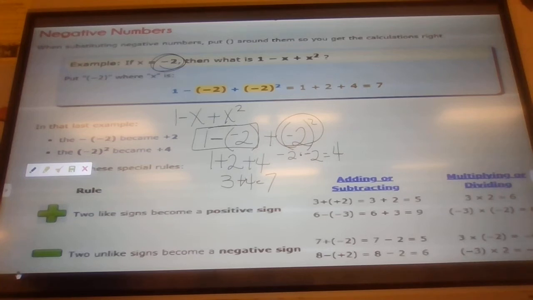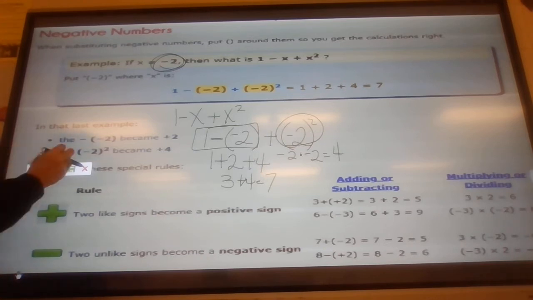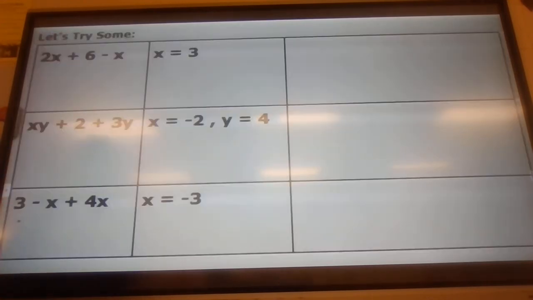Any questions? All right, I want you to take a second and try these that are at the bottom of your paper. Try these 3. I'm going to give you 3 minutes to try these 3. Okay? 3 minutes. And then we'll come back and do them together.